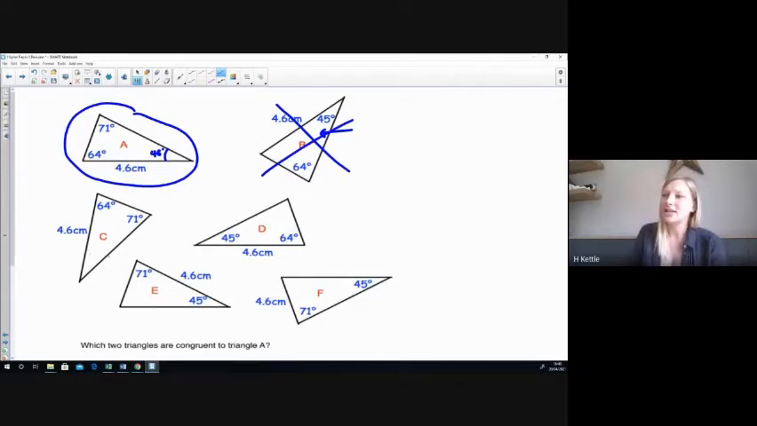Let's have a look at C. In C, the 4.6 side is opposite 71 degrees, and we've got 64 degrees here, and we'd have 45 degrees here. So I'm happy that this triangle would be exactly the same as A. We could just turn it round and it would fit exactly on top. So C is congruent to A, and we need one more.